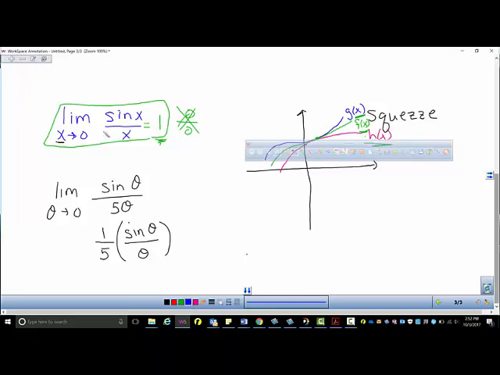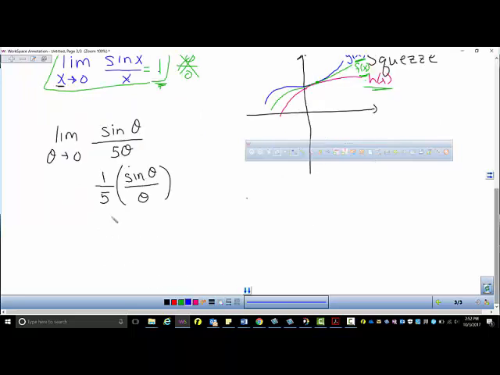And I know from my rule up here that the sine of x over x is 1, so the sine of theta over theta would also equal 1. So I would have 1/5 times 1. So my limit equals 1/5. So that's an example of how we would use that.